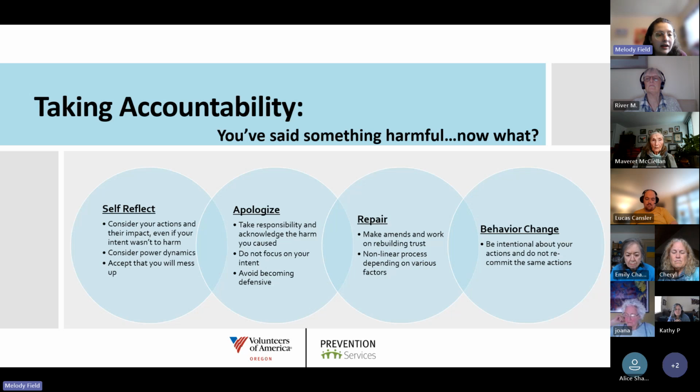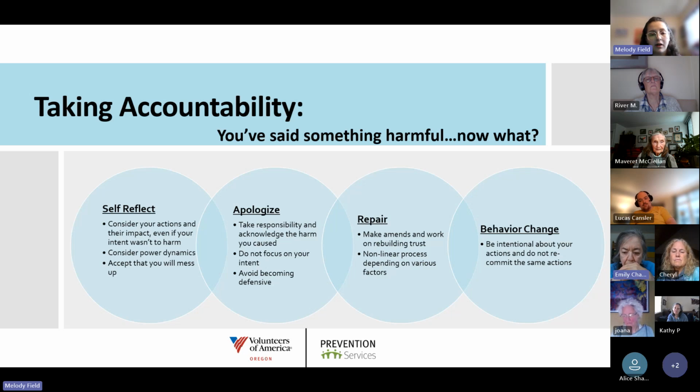So moving on to taking accountability. We talked about and worked through the piece of how to help folks that are being harmed. But what if you said something harmful? In that situation, we encourage folks to self-reflect, consider your actions and their impact. Again, even if the intent wasn't to harm, consider the power dynamics with the person that you harmed and accept that you'll mess up. We've all messed up. We'll mess up again as part of being human. And apologize, take responsibility, and acknowledge the harm that you caused, regardless of your intent.